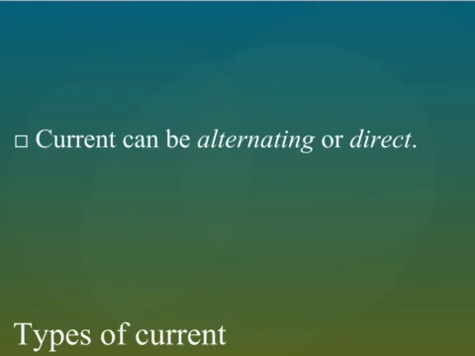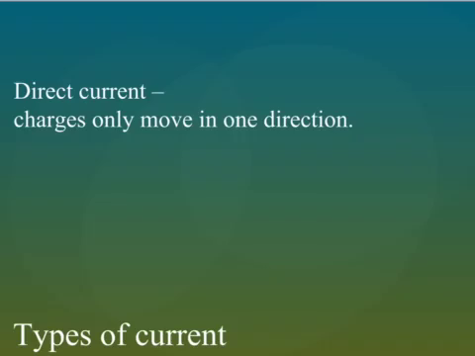There's really two types of current, and we can describe them as alternating or direct. Direct current is charges that only move in one direction. So if you have any charge, it will flow this way, and any other charges will also flow this way, and they will only go in that one direction.